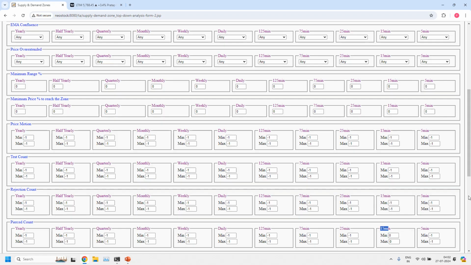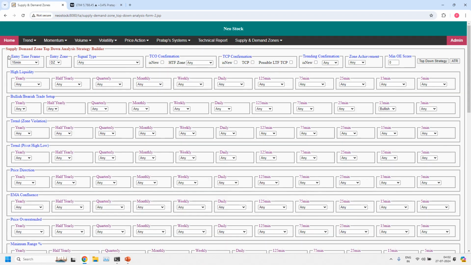Why did I select 15 minutes? Because that is the entry time frame. Here this is the entry time frame, and the entry zone is demand zone. That means the filter is applied to this demand zone, the 15 minutes demand zone. That means in the 15 minutes demand zone, if the pierced count is 0, it indicates the zone is not pierced. Only such kind of zones will be displayed in our report.